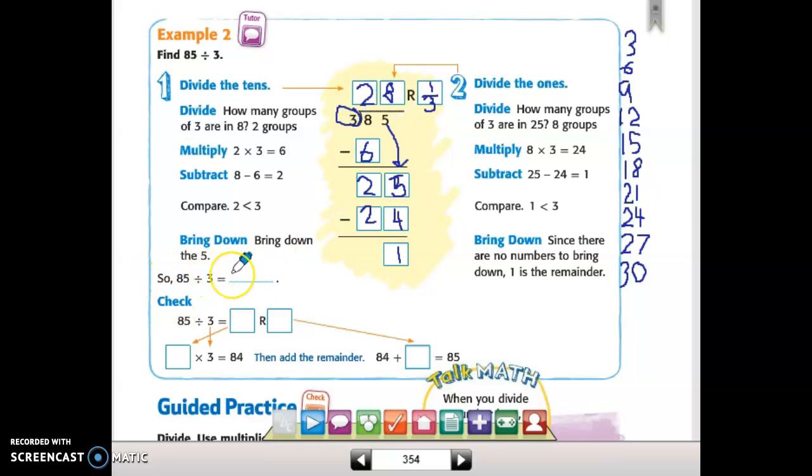So 85 divided by 3 is 28 and 1/3. And what they're showing here is if we do 28 times 3, we're going to get 84, but then we need to add back in the 1 to get our problem, which was 85. That's how we check. Multiply and then add in the remainder. And that's how that problem is done.